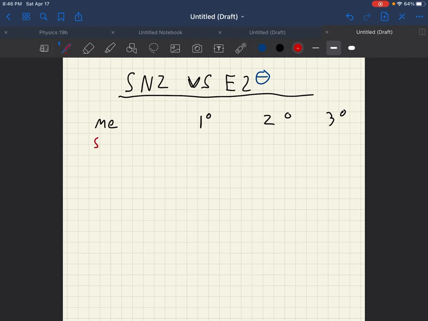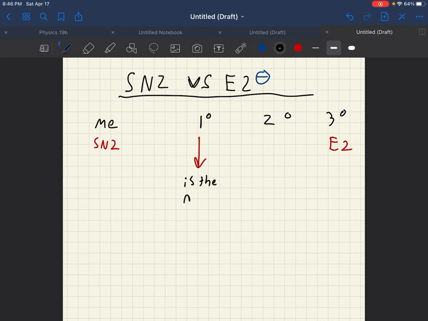So at methyl, only an SN2 can occur, and at tertiary, only an E2 can occur. When you're deciding between SN2 and an E2, of course, SN1 and any of those can still happen, but when we're trying to determine if it's SN2 or an E2, this is the chart to use.